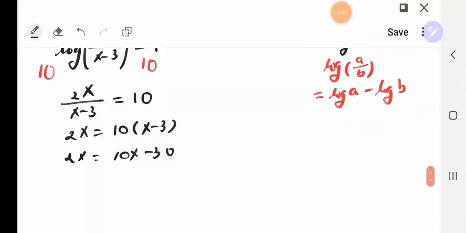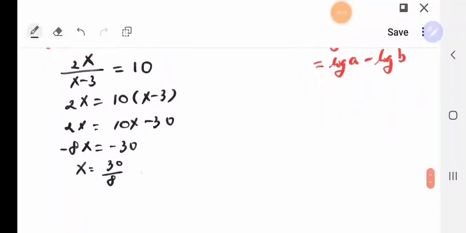And move 10x to the left. Then it will be negative 8x is equal to negative 30. Divide by negative 8, so positive 30 over 8. So x is, now reduce it, 15 over 4. So we have x value 15 over 4.